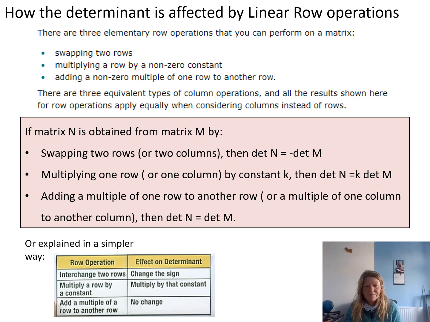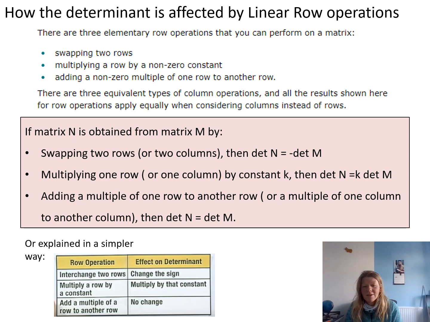There is a definition box here. I'm not sure if I like this with saying M and N, but never mind. If matrix N is obtained from matrix M by swapping two rows, then the determinant of N is the same as the negative determinant of M. Just make those two N's, it makes more sense. But anyway, multiply one row or one column by constant k, then the determinant of N is the same as that number times the determinant of M. And then adding a multiple of one row to another, well, the determinants are equal then.